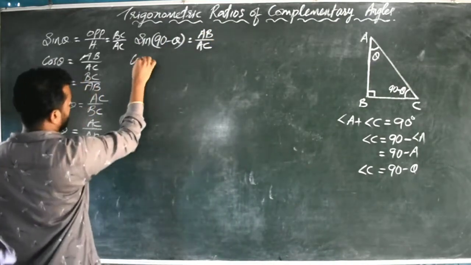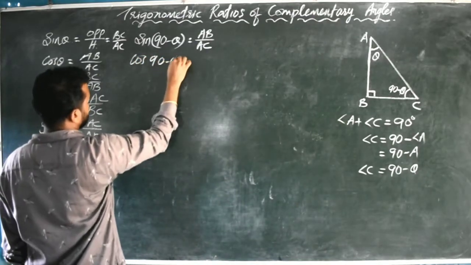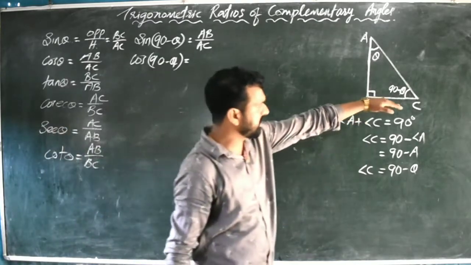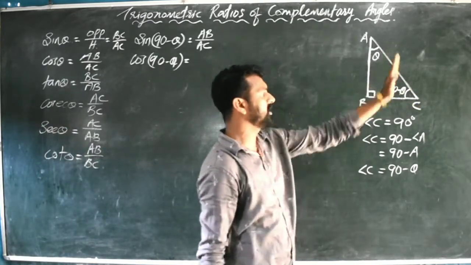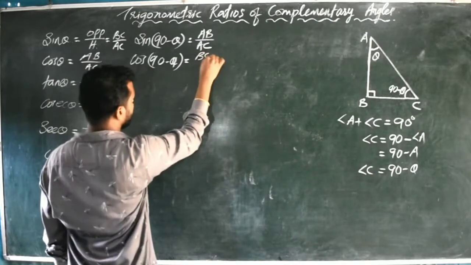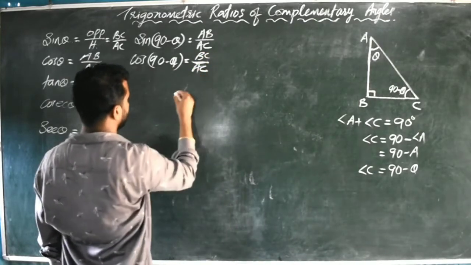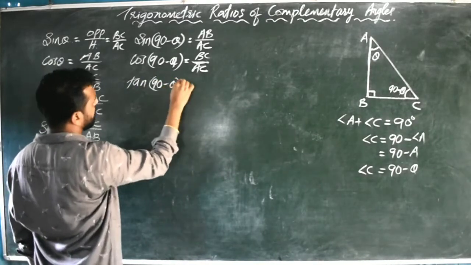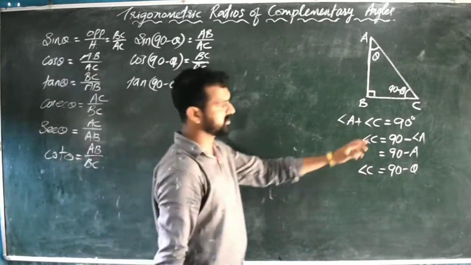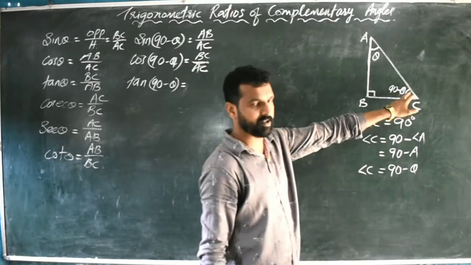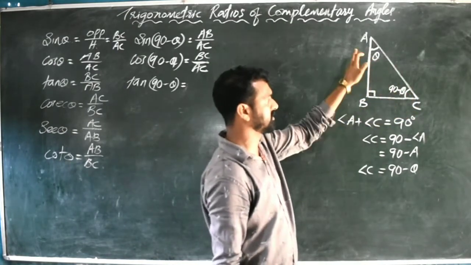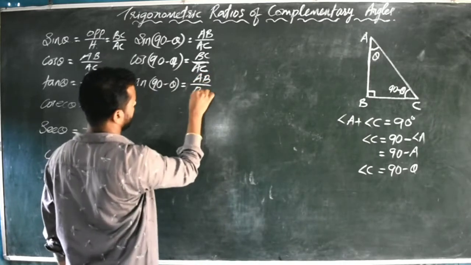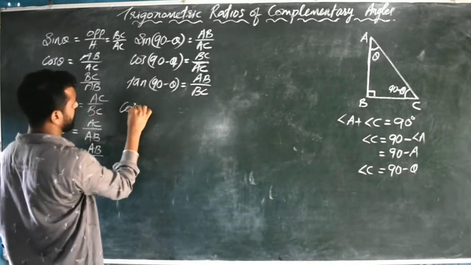The next one is cos 90 minus theta. Cos 90 minus theta is equal to adjacent side divided by hypotenuse, BC by AC. Now next one, tan 90 minus theta is equal to opposite side divided by adjacent side, AB divided by BC. Next one, cosec 90 minus theta.